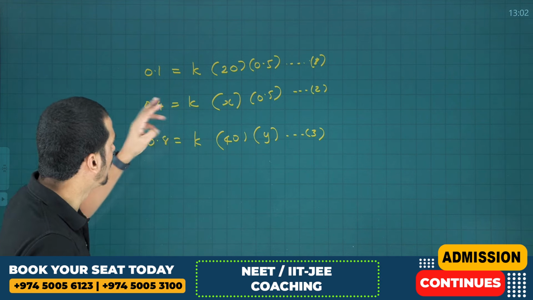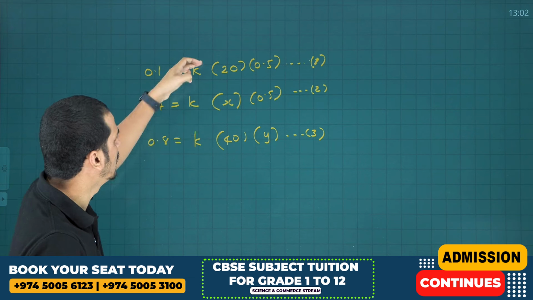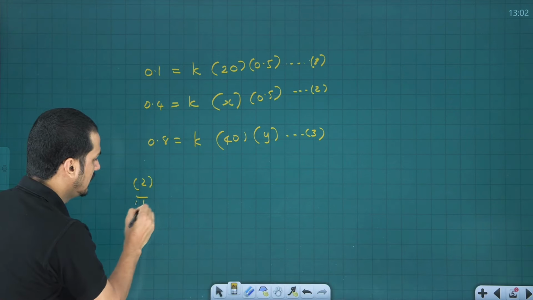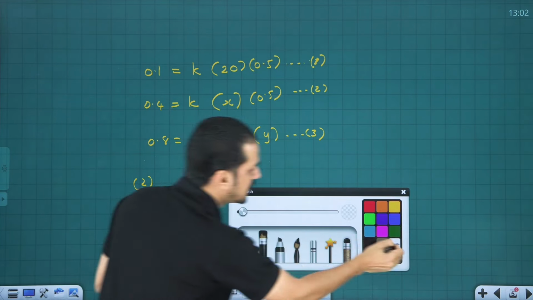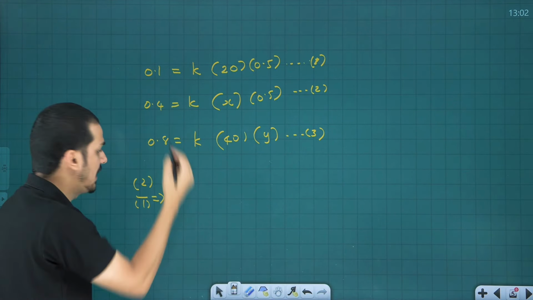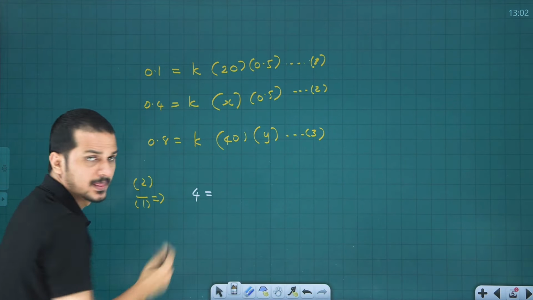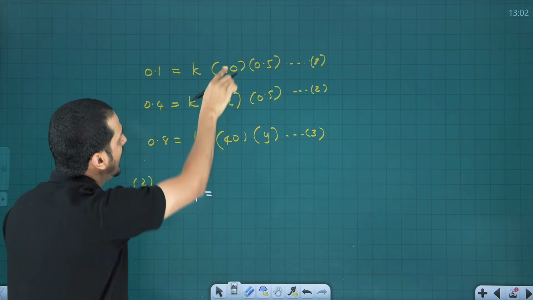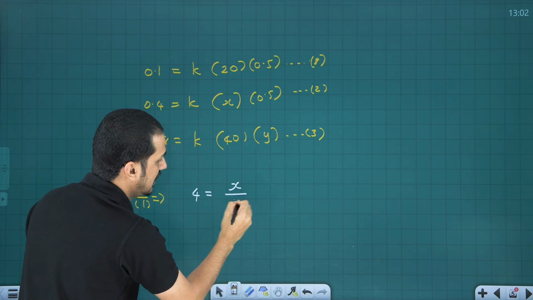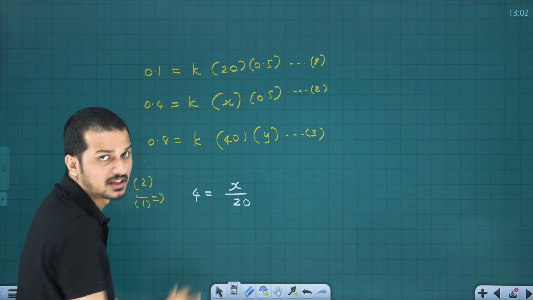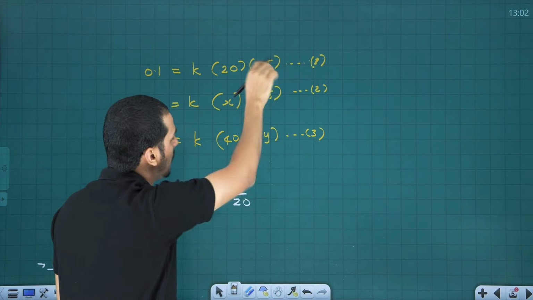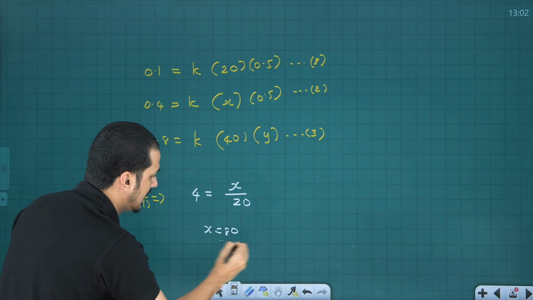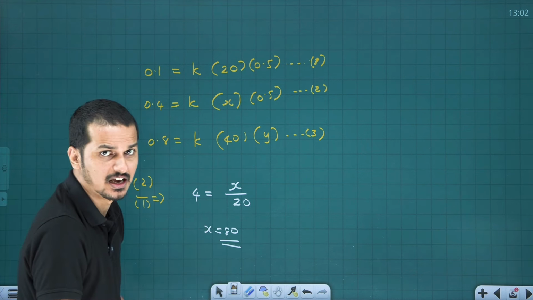What should I do? I will divide the second equation by the first equation. On the left hand side, 0.4 divided by 0.1 is 4. K will get cancelled. X divided by 20 will come, and 0.5 will get cancelled. So from that, X equal to, how much will I get? X equal to 80 I will get.